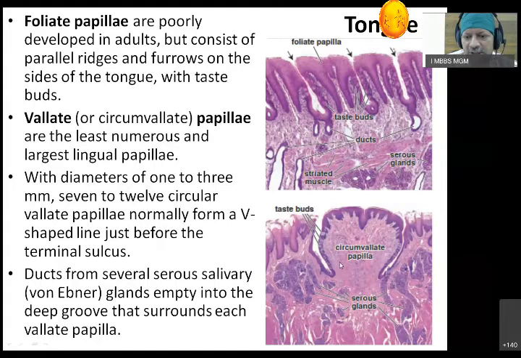Now circumvallate papillas are surrounded by some glands. These are the serous glands which are present. They are called von Ebner's glands. The von Ebner's glands, which are near the circumvallate papilla, help in dilution of the fluid and the taste.